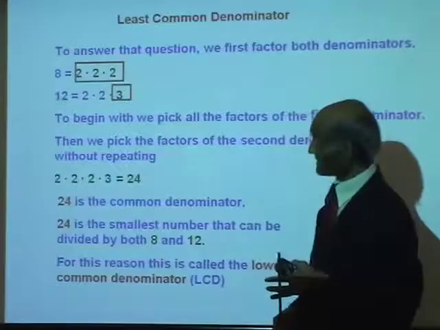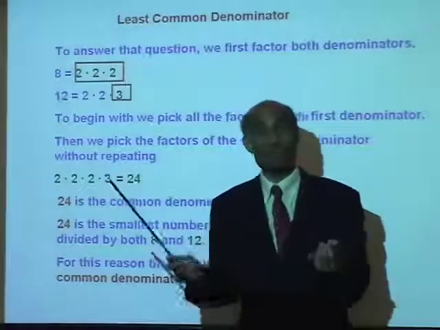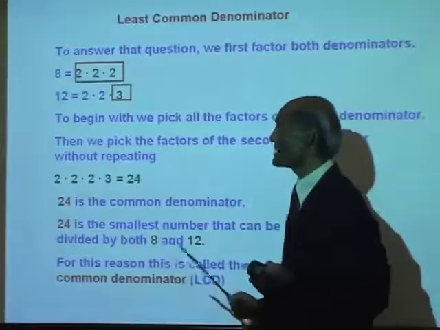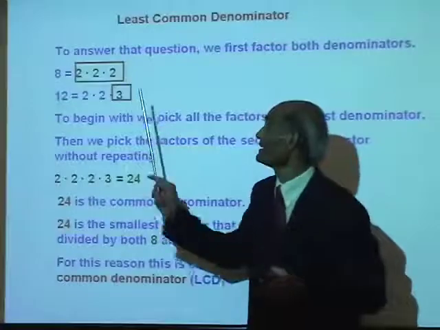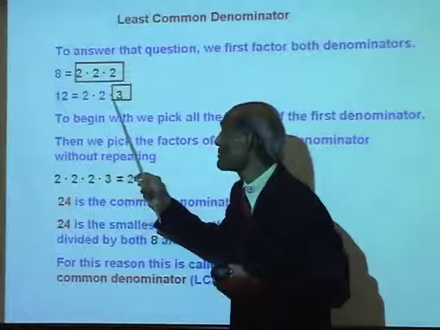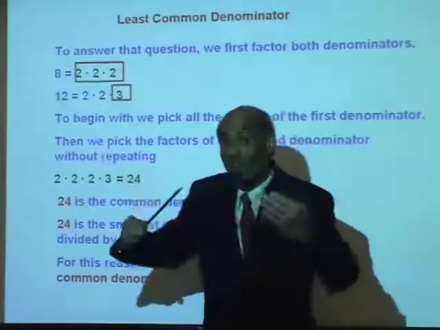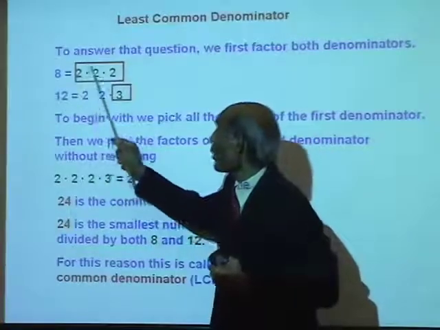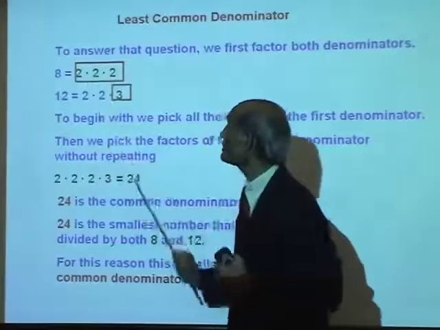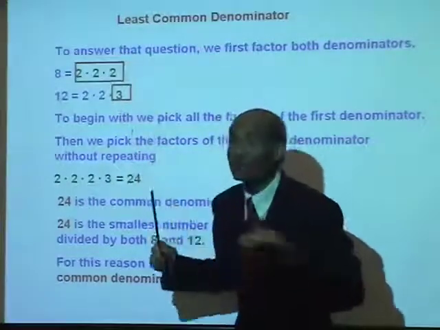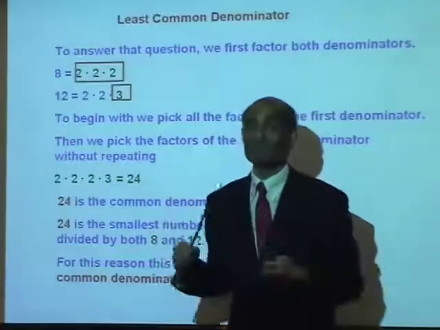So our first task in adding or subtracting fractions is to find the LCD, the lowest common denominator. And what's the method? Factor the first denominator, factor the second denominator, and if you have a third one, factor that also. Then pick factors. Pick all the factors of the first number, and then pick factors from the remaining without repeating. But we will practice this more as we move on.